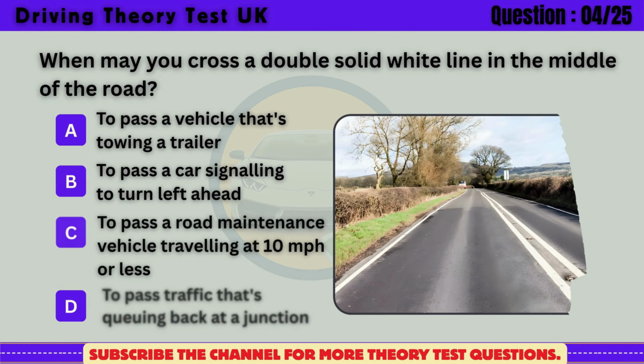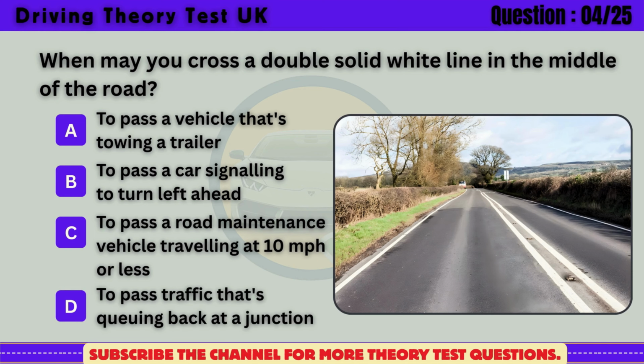Question 4. When may you cross a double solid white line in the middle of the road? A. To pass a vehicle that's towing a trailer. B. To pass a car signaling to turn left ahead. C. To pass a road maintenance vehicle traveling at 10 miles per hour or less. D. To pass traffic that's queuing back at a junction.